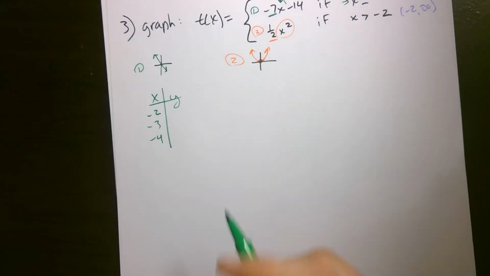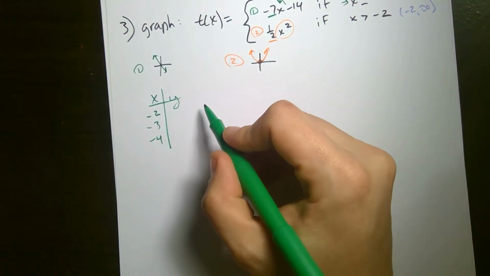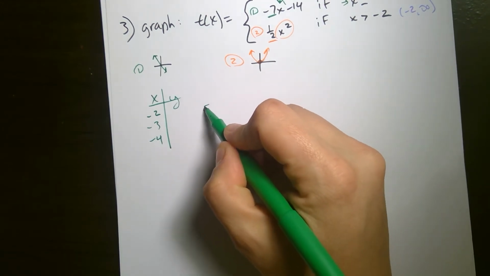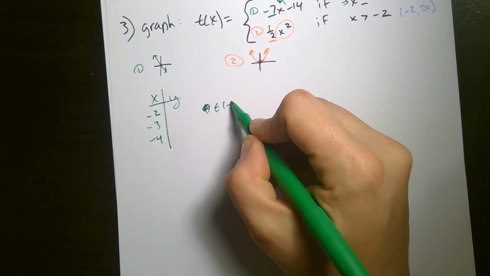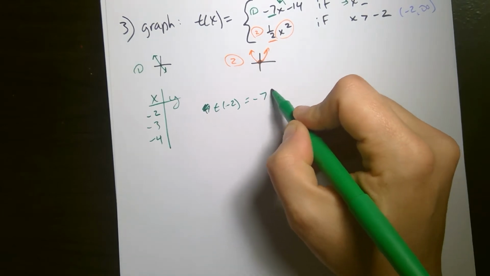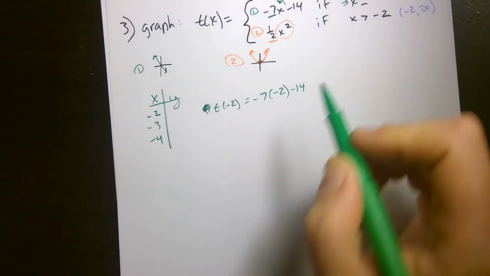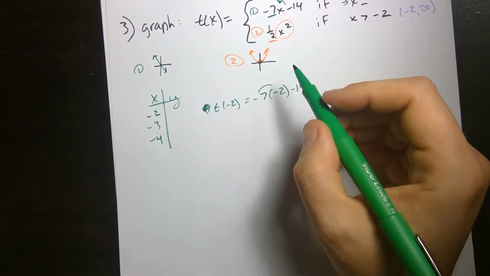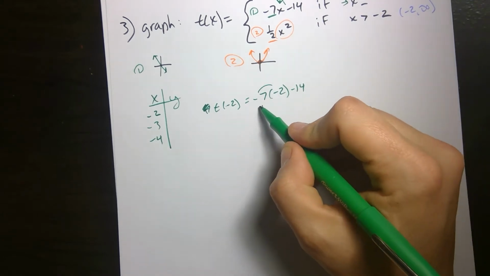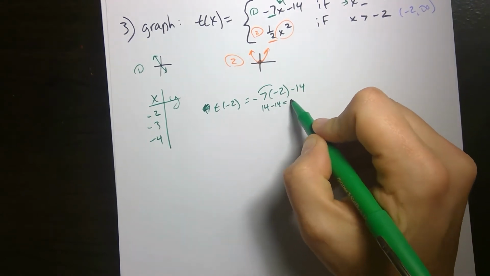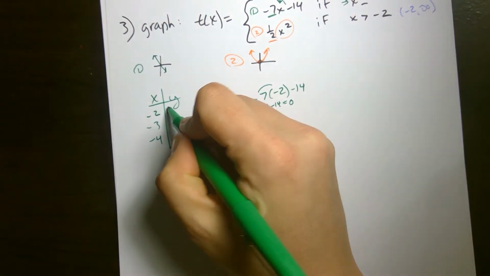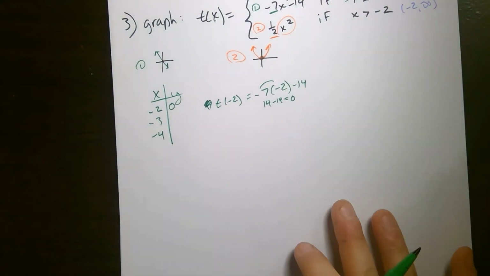And that I will put on my graph. If I am trying to find, in this case, t of -2, well, that's going to be -7 times -2 minus 14. -7 times -2 is +14, and 14 minus 14 is 0. And so I'm going to have the point -2, 0. And I'll graph these in a few minutes.